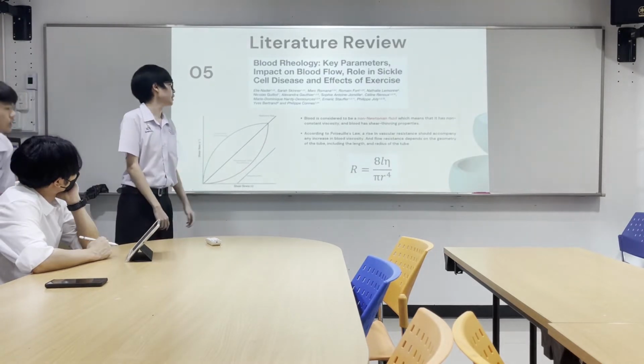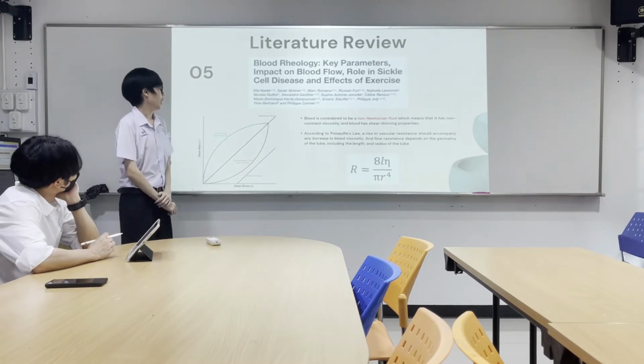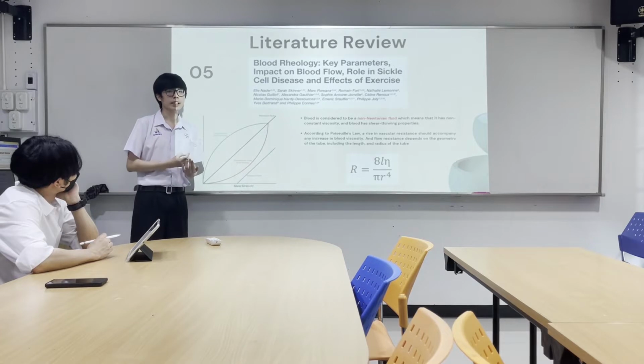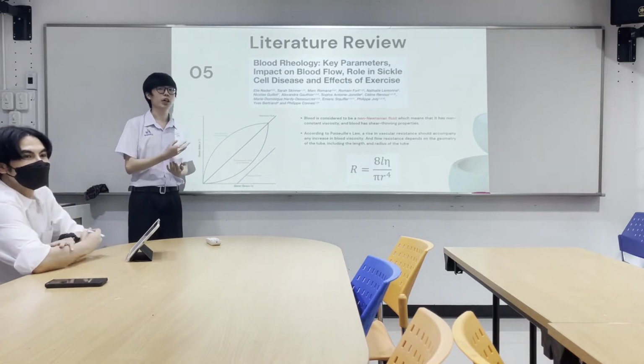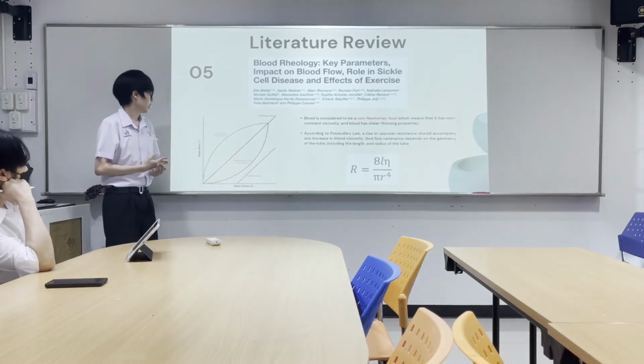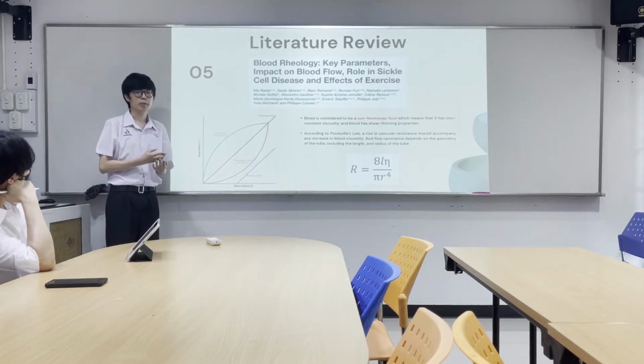Okay, so in this paper, they're talking about blood rheology. Blood is considered to be a non-Newtonian fluid, which means that it has a non-constant viscosity, and blood has a shear thinning property, which is a pseudo-plastic fluid. If you don't know what shear thinning is, I want you guys to imagine a ketchup bottle.